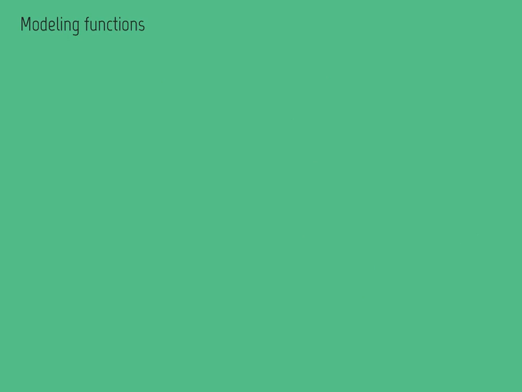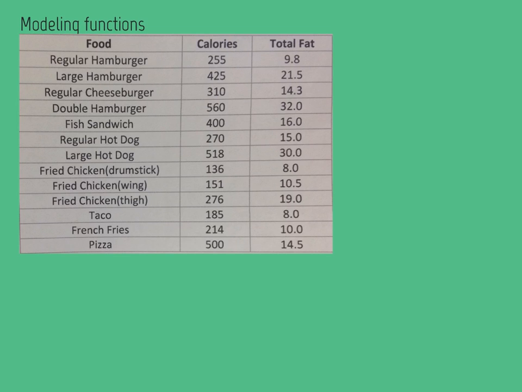Okay, now we're going to talk about modeling functions. We're going to learn how to use the HP Prime calculator to create a scatter plot and calculate the line of best fit. And we can also look at statistical data on the calculator, and it can tell us how well that line actually fits the data that we have. So here we have a table that gives the average number of calories and total fat in grams of the food served in various fast food establishments.